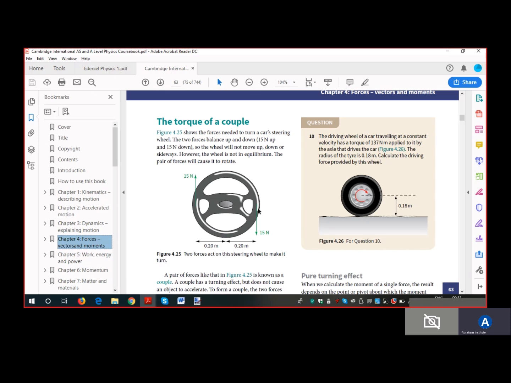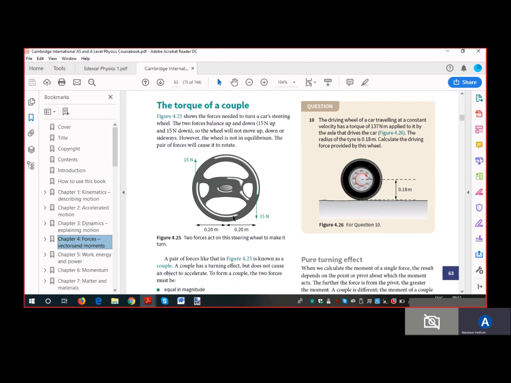Now what happens is, when you apply a force like this, say you use one hand, then the same amount of force you apply the other way. That's why it's called a couple. Do you see? 15 Newton, 15 Newton. It's a couple of forces. So here the force is 15. According to the definition of moment, the moment is force times perpendicular distance from the pivot. The pivot or axis of rotation is here.